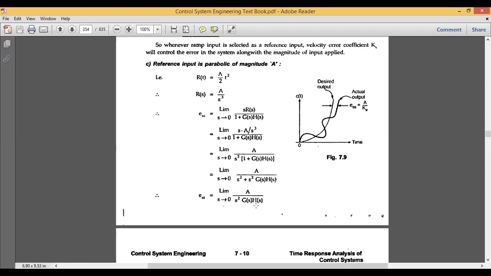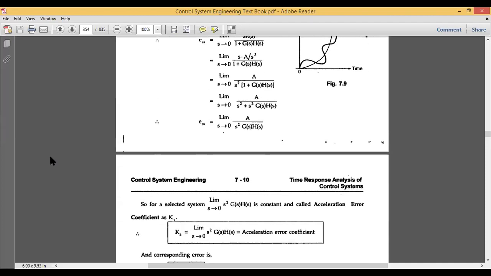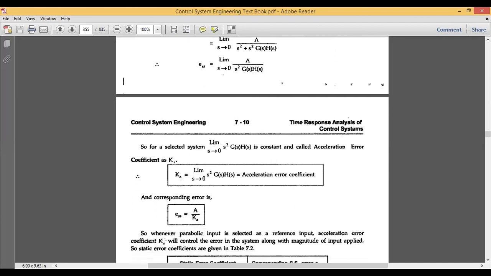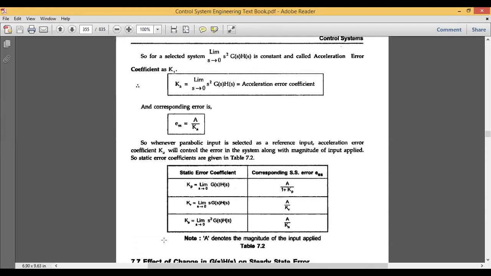Now this value of the limit can be rewritten as E of SS, or simply the limit as S tends to 0 of S square into G of S into H of S, which is again a constant, and we call it an acceleration constant represented by Ka, K suffix A. Now Ka is equal to this particular value. Now if I substitute the value of Ka in this E of SS signal, it becomes E of SS is equal to A divided by Ka.